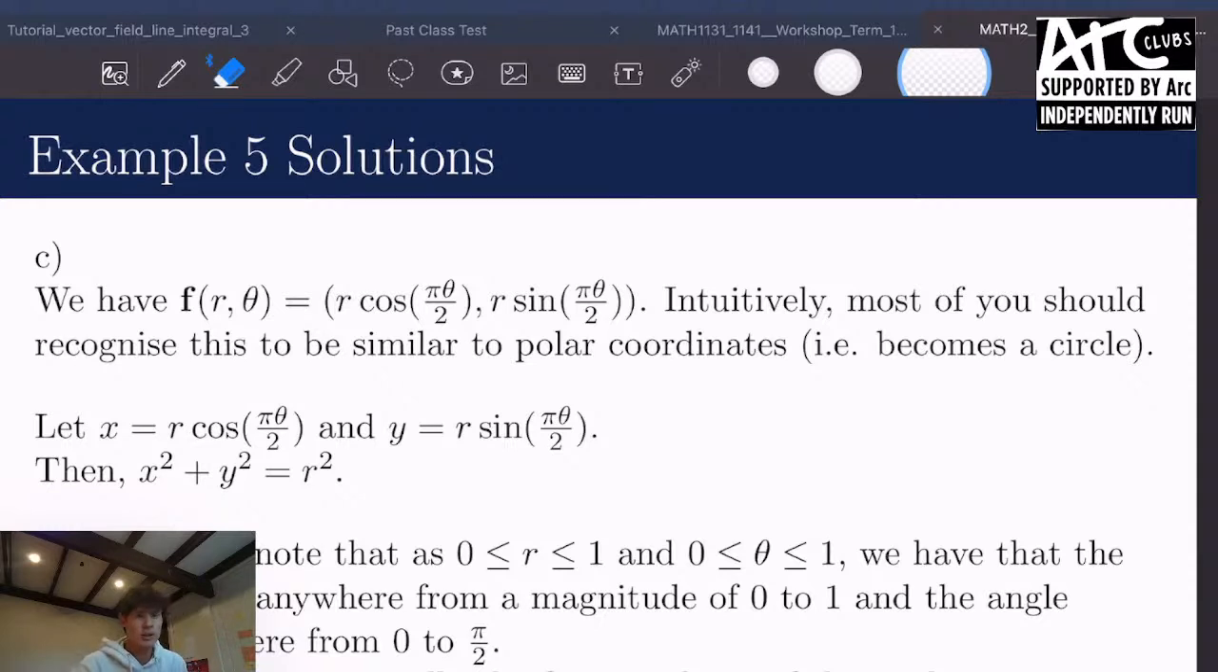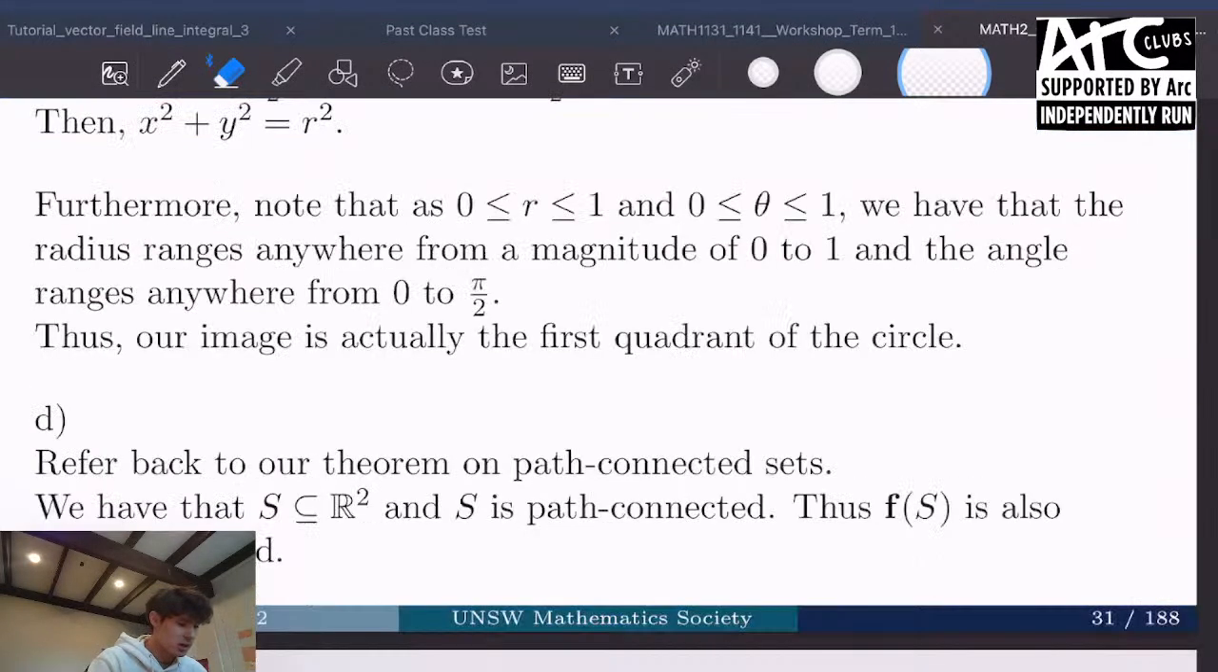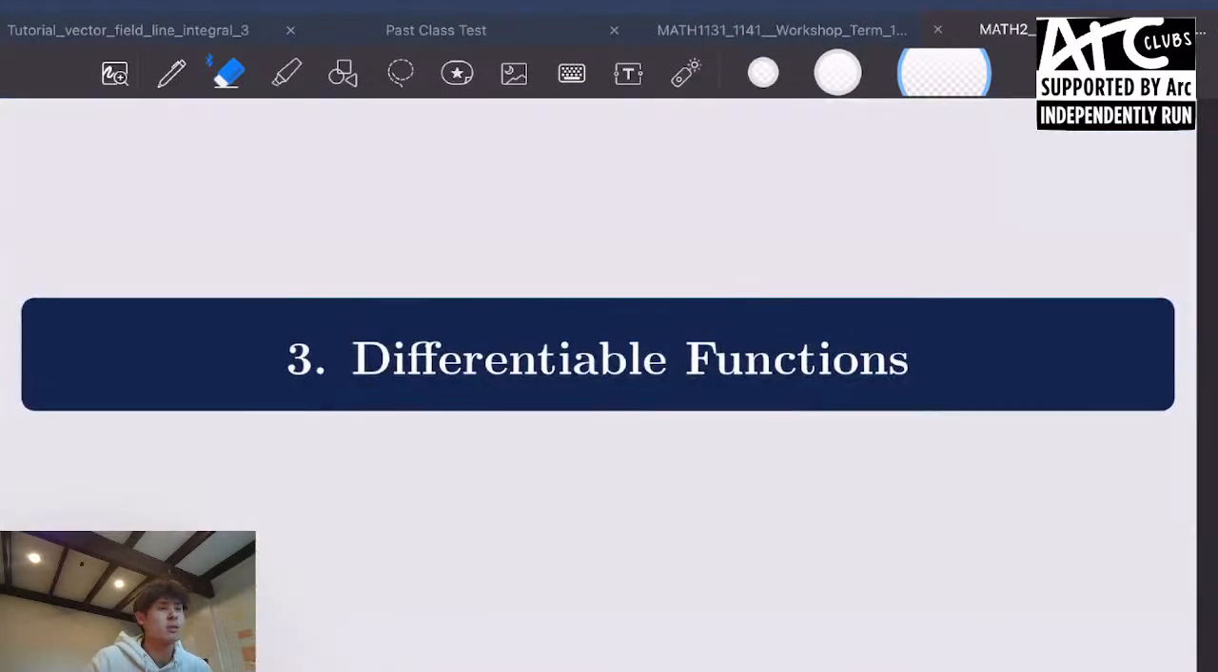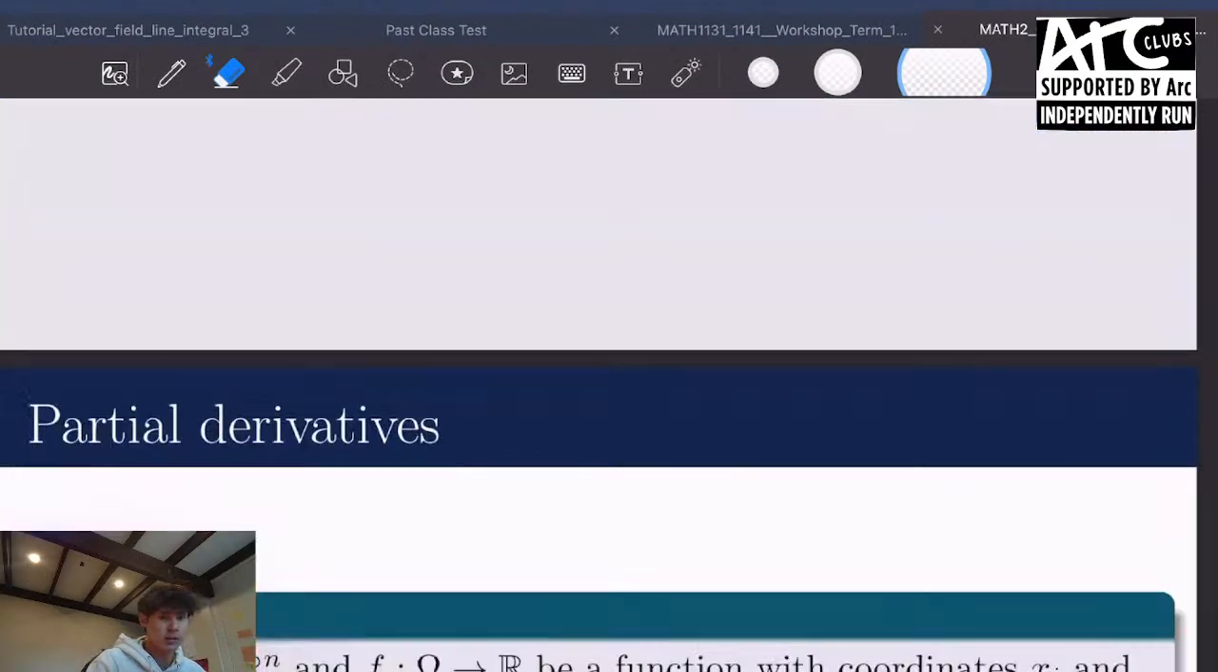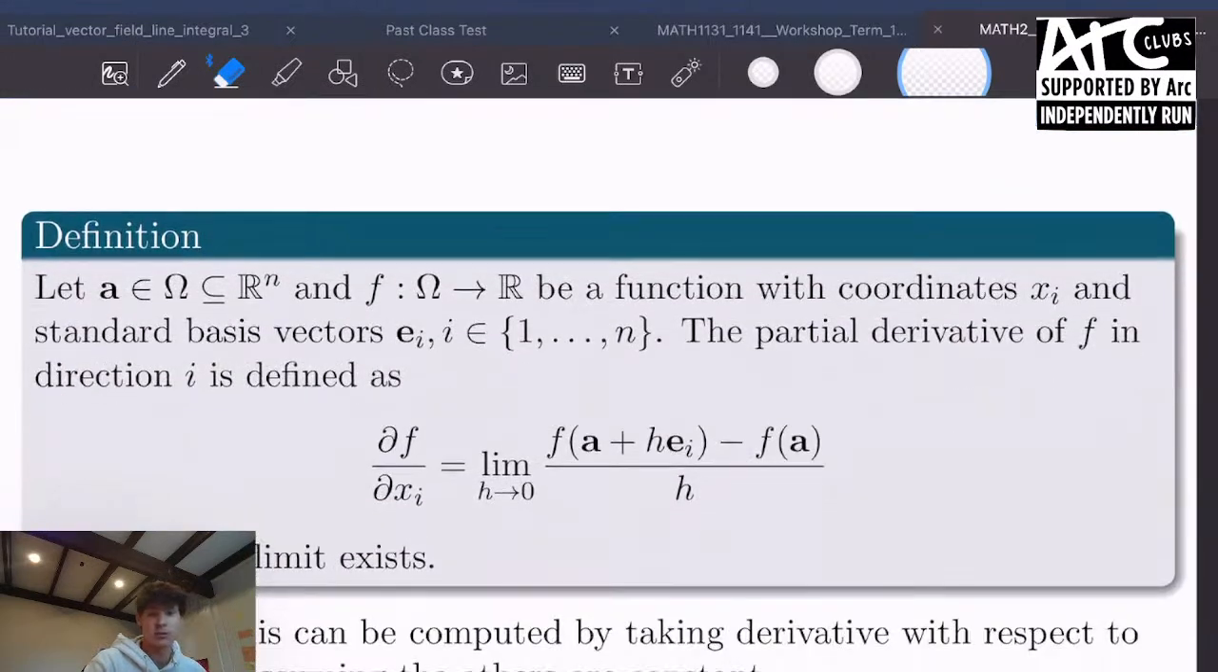All right. Thank you a lot to Jason for presenting the previous sections. Now I'll be moving on to the next two sections, which are differentiable functions and integration. So we're going to get started off with looking at partial derivatives.